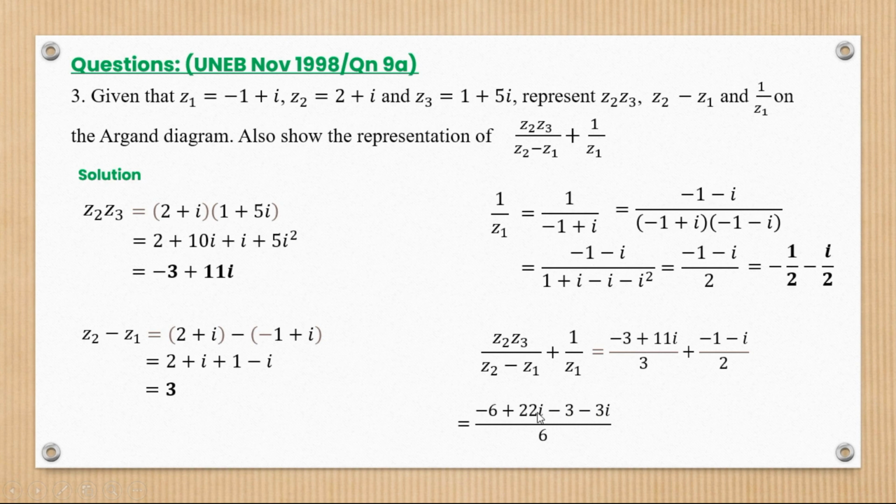And then we can see that 22i minus 3i is going to be equal to 19i, and then negative 6 minus 3 is negative 9. So you end up having negative 9 plus 19i over 6. So when we split the 6 between the two, we can say negative 9 over 6 is negative 1.5, and then 19 over 6 is 3.17. So we end up having that as our representation. So this is the simplified format, so this is everything we have here in the form of a plus bi. So that's what we have.